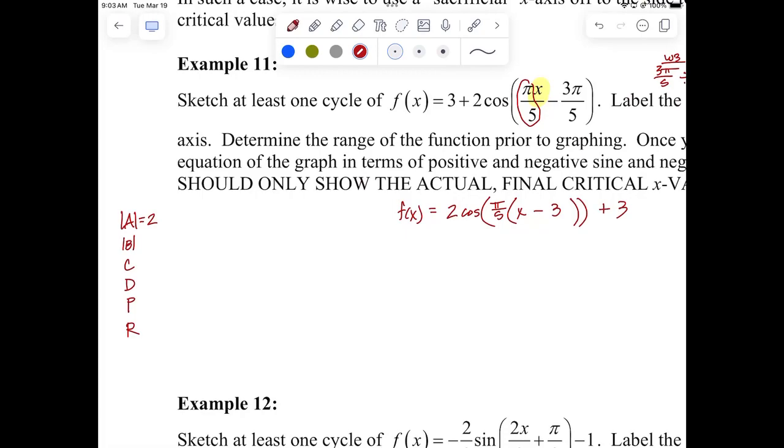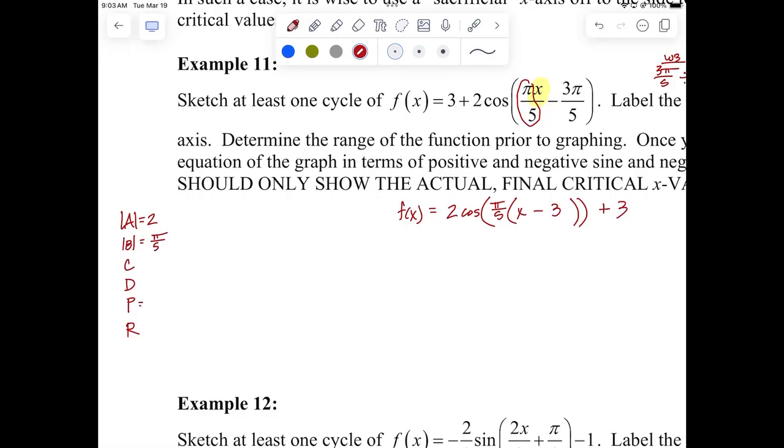Is there a flip here? No, it's not negative, so there's no flip. Okay, so it's just a regular chow law graph. How many cycles do we see between 0 and 2 pi? Thank you. You remember that over spring break. That's just your B value. Okay, now that affects the period, doesn't it?